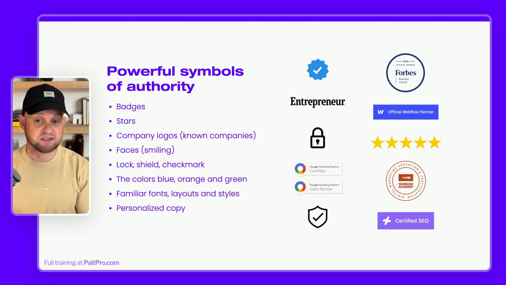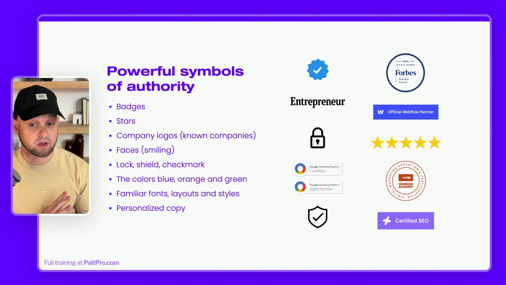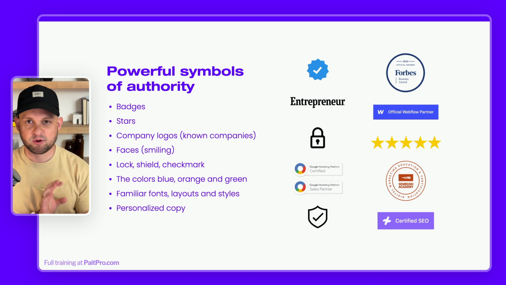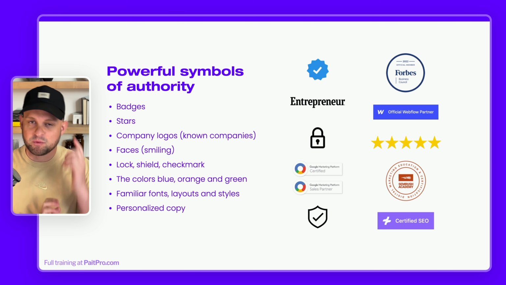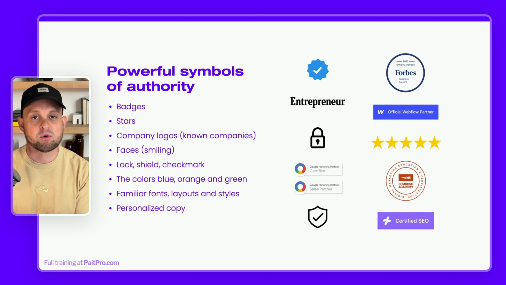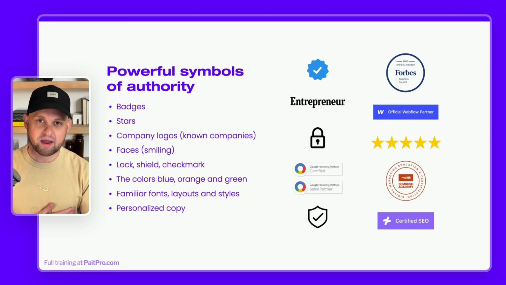So a few of these symbols of authority that you could use are badges, stars, company logos of known companies, smiling faces, different icons like lock, shield, or check mark, certain colors like blue, orange, and green, familiar fonts, layouts, and styles, and personalized copy even. So these are all things that you can utilize that, even if your prospect doesn't realize it, it's doing something to their brain. It's building trust, it's building authority, it's getting them to want to know more and to want to work with you. So just like the stop sign, we need to do our best to use these recognizable icons in a way that will help us land more clients.